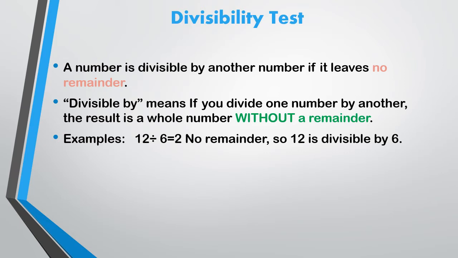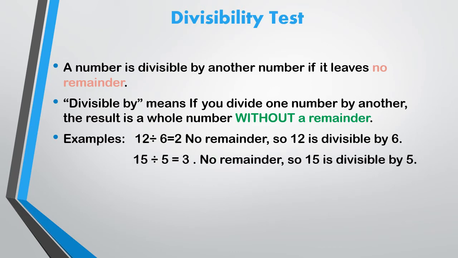12 divided by 6. Okay, now we are going to divide 12 by 6. So now we have to use the 6 table. 6 ones are 6, 6 twos are 12. So here we get the answer as 2. Here the remainder is 0. So 12 is divisible by 6.